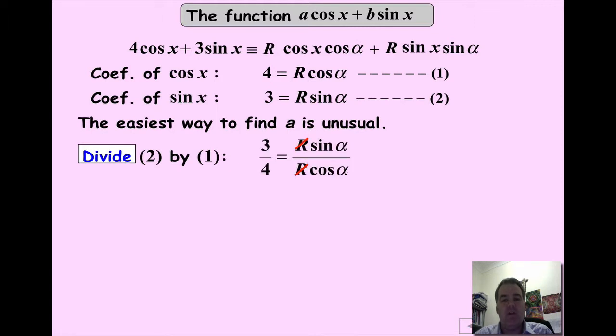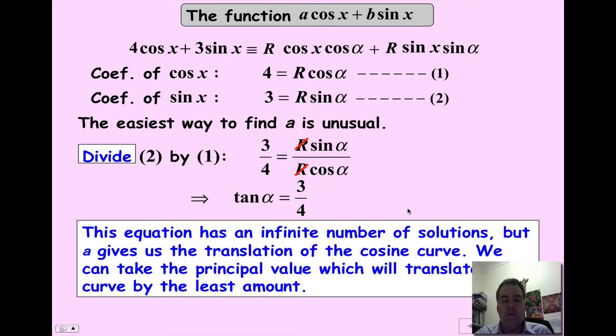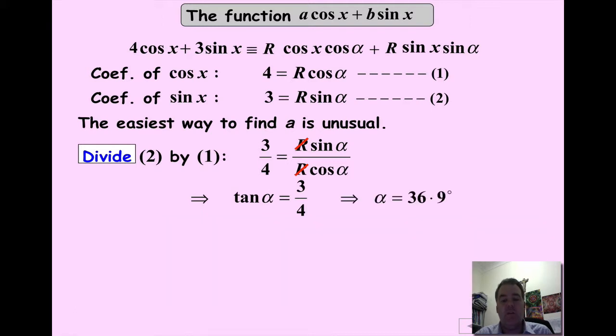On the right hand side we get tan alpha. I wouldn't have gone the other way around, because then we would have had cot alpha. So this is just easier if you do the sine divided by cos. So tan alpha is 3/4. There are infinitely many solutions to that, but we're just looking for the first one, normally between 0 and 90. So in this case, 36.9.